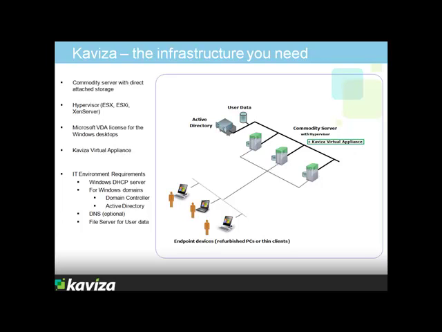In terms of the IT environment requirements, since Kaviza can generate virtual desktops on demand, we require that you use a DHCP server to provide IP addresses for those desktops. We certify and support the Windows DHCP server. In addition, most of our customers run their desktops in Windows domains, and so for that you would need a Windows domain controller and Windows Active Directory, which are again available with the Windows 2003 or 2008 server.